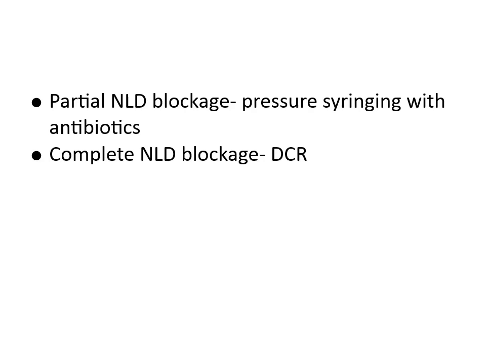So what is the treatment part of it? In case there is a partial nasolacrimal duct blockage, then you do a pressure syringing with antibiotics. This mainly helps to relieve the obstruction. But if there is a complete nasolacrimal duct blockage, then we go for DCR. What is DCR? It is dacryocystorhinostomy, where an anastomosis is created between the lacrimal sac and the nasal mucosa. So here we make the final opening into the middle meatus.